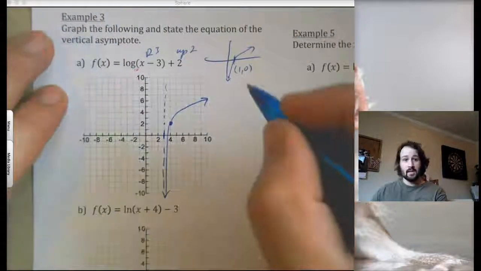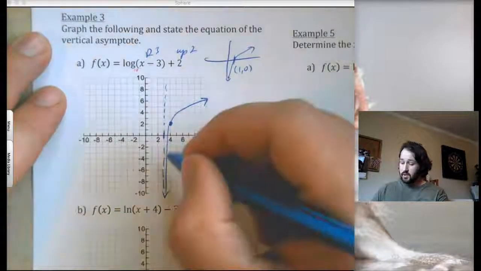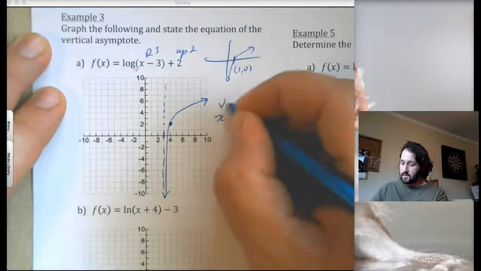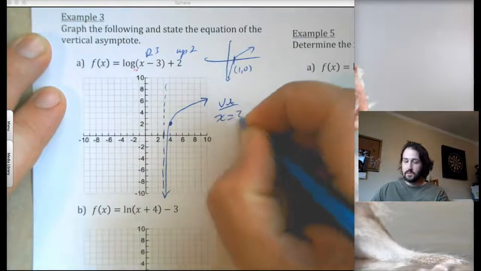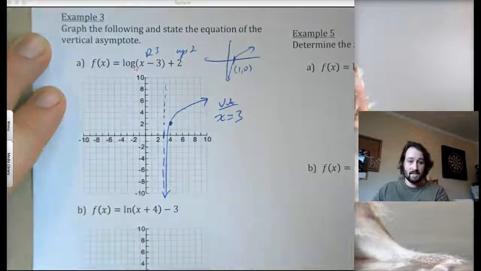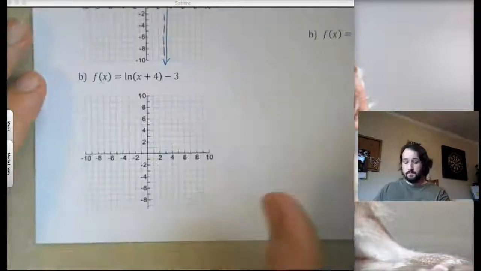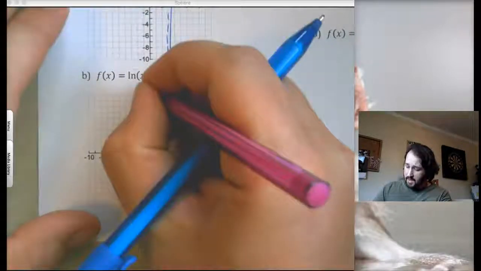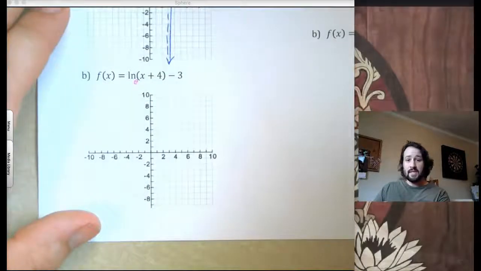So now, stating the equation of the vertical asymptote, notice it's going up and down at 3 because it moved right 3, so my vertical asymptote would be at x equals 3. That's it. That's all we're asking for. All right, with part B here, notice it says natural log, but natural log, remember, has a base of e.